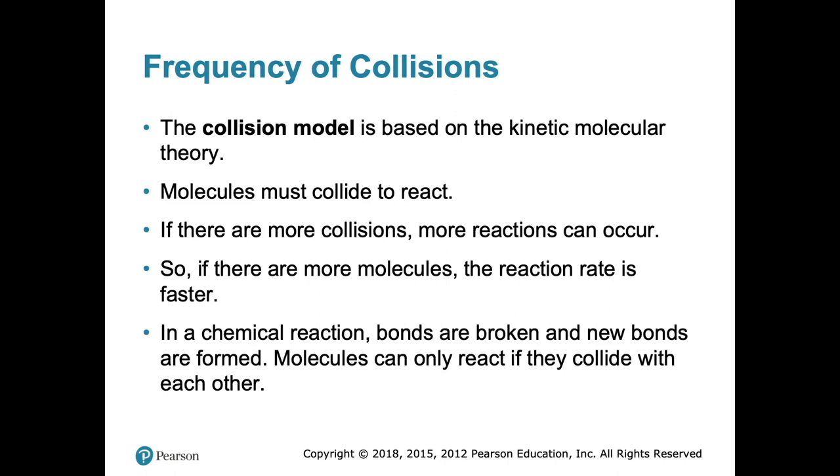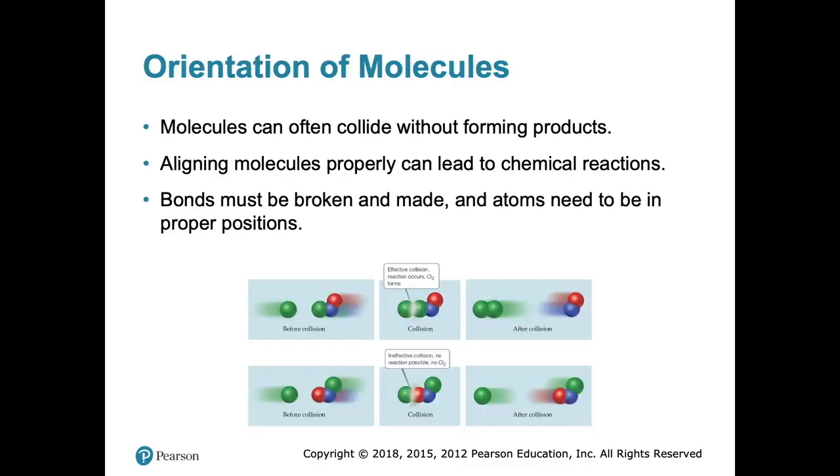So, the orientation of molecules. Molecules can often collide without forming products. Aligning molecules properly can lead to a chemical reaction. The bonds must be broken and made, and the atoms need to be in proper positions. So here, green is usually chlorine, and here's a chlorine molecule about to collide with another molecule that may have a chlorine there too.